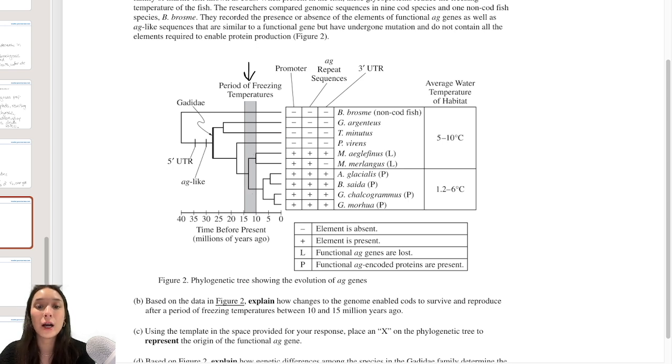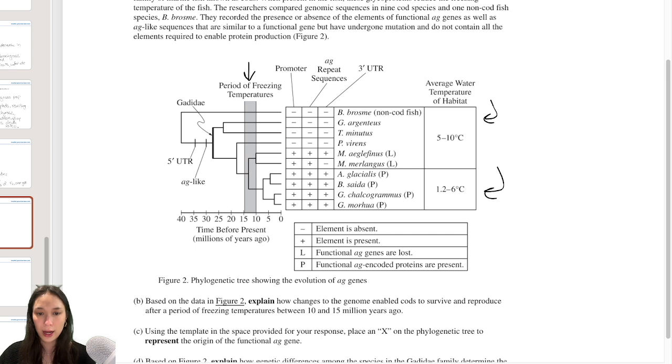Here is looking at whether or not they contain the functional parts of the gene, including promoter, AG repeat sequences, and 3' UTR. Everything after this point would have 5' UTR and the AG-like repeats because they are after that node. If it has a negative sign like here, it means it doesn't have, in this case, the promoter. A positive sign would indicate that they do have it. They tell you the average water temperature of each fish as well. So you can see that these top ones usually live at about 5 to 10 degrees Celsius, while these bottom ones live at 1.2 to 6 degrees Celsius, so a little bit colder.